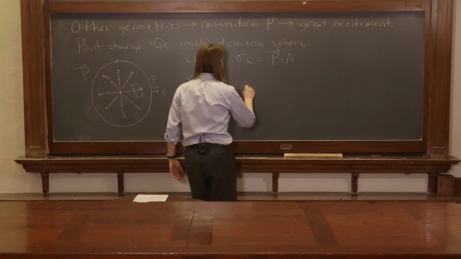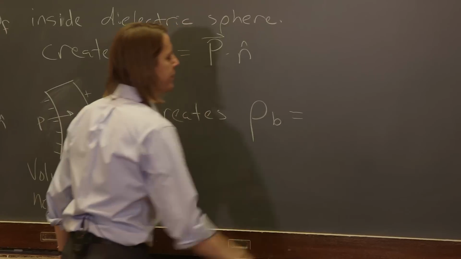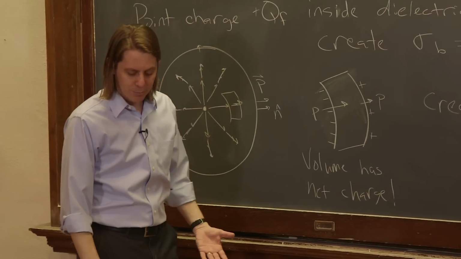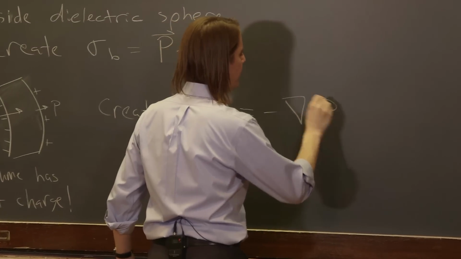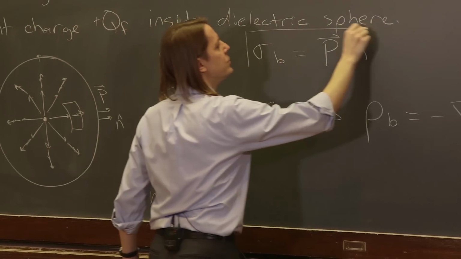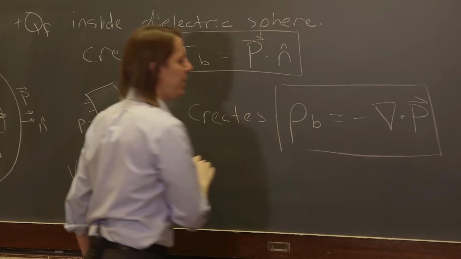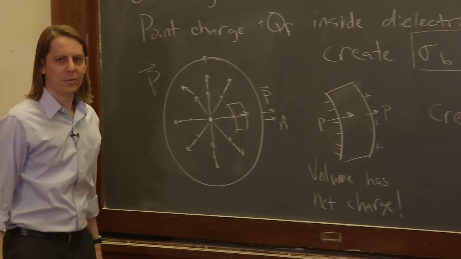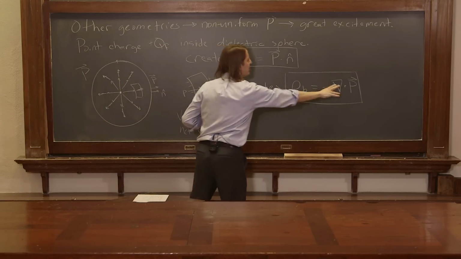So it also creates what we call rho B. So volume charge density that's equal to minus the divergence of the P field. Okay? So these are general results that you can calculate with a lot of vector calculus and field theory. I'm just kind of giving them to you, but they kind of make sense. You can see how, well, we talked about this one. Let's think about this one for a second.